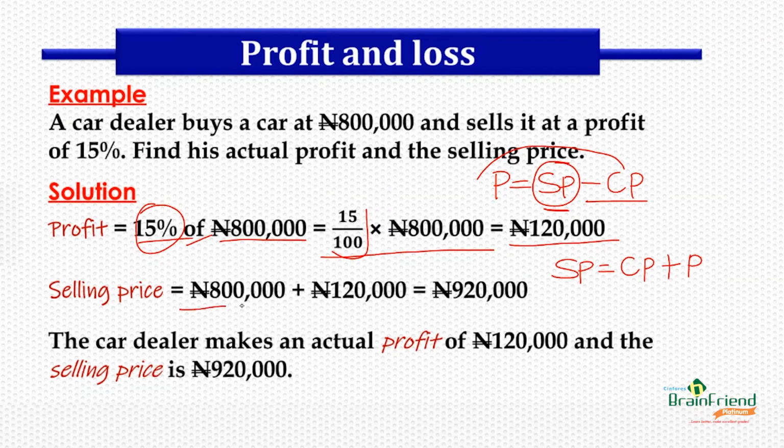Our cost price being 800,000 naira and then our profit as 120,000 naira. When we sum them, we would have 920,000 naira. So the car dealer makes an actual profit of 120,000 naira and then his selling price is 920,000 naira.